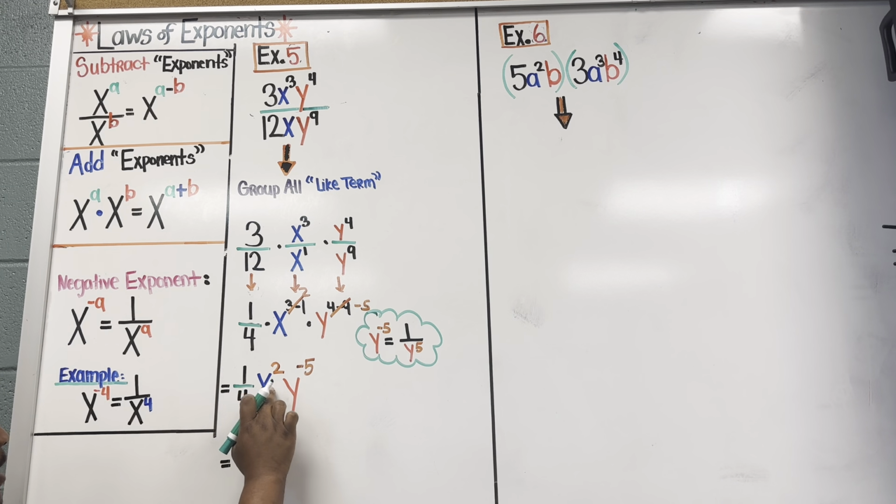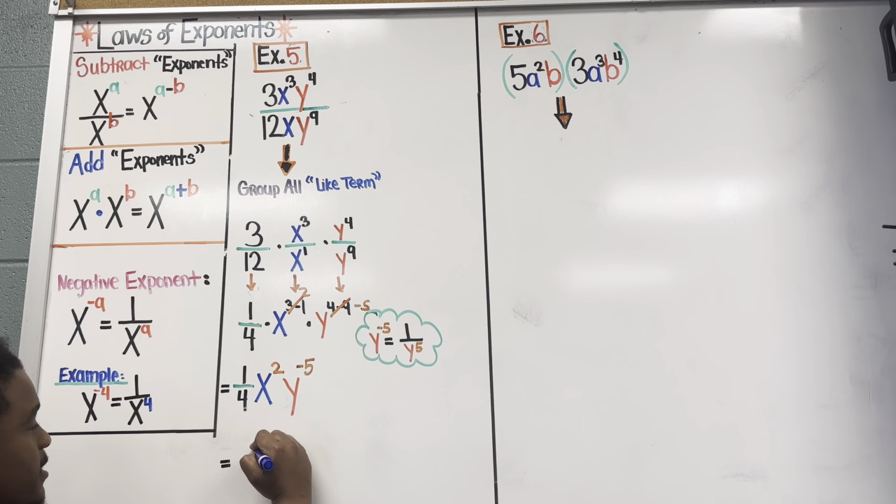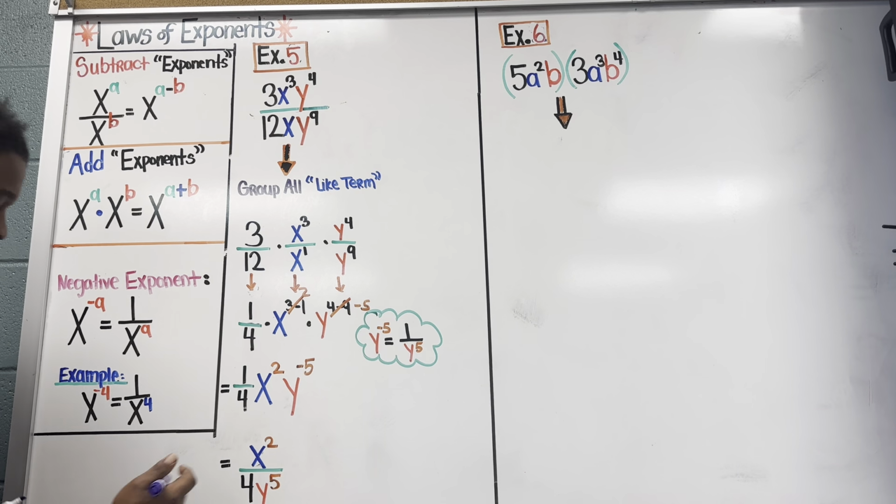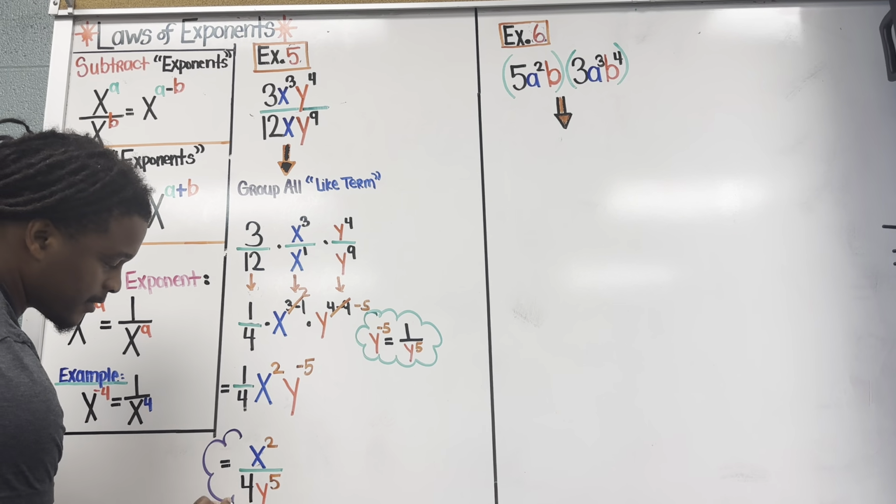So we have 1 and x squared. Really I can just put x squared at the top because 1 is imaginary, right? So I got x squared at the top, all over 4, times y to the positive fifth power. So this is the correct version of our answer.